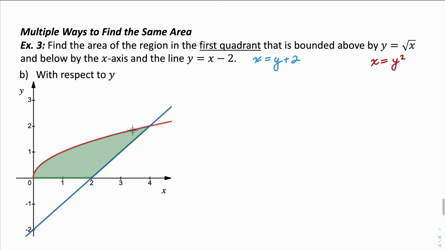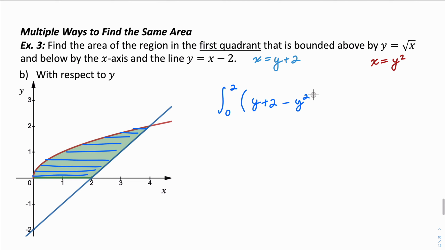So if I'm doing right minus left, this is going to be the integral from, so now in this case, we're stacking with respect to y. So we're doing our rectangles like this now, right? So we're accumulating area with respect to y. So we're stacking up like this. So we're going from the y value of 0 to the y value up here, which is 2. And then the right function is this y plus 2. And then the left function is y squared. So we subtract the left function and we integrate with respect to y.